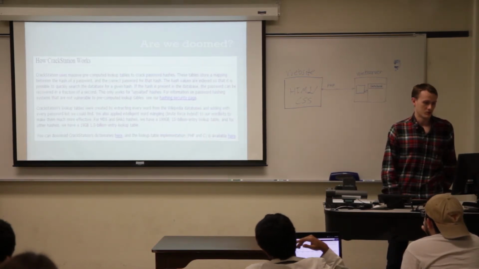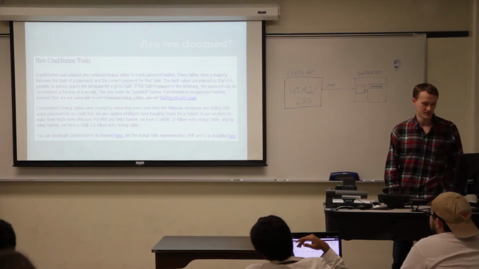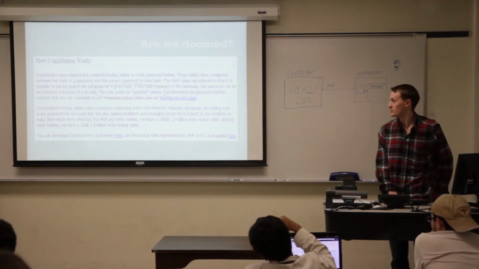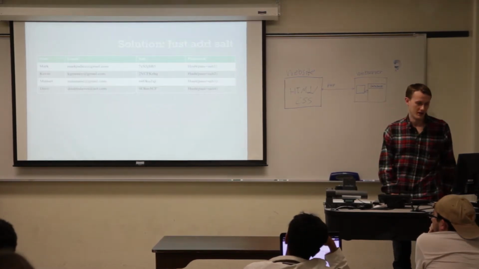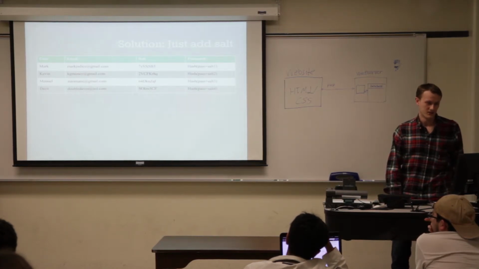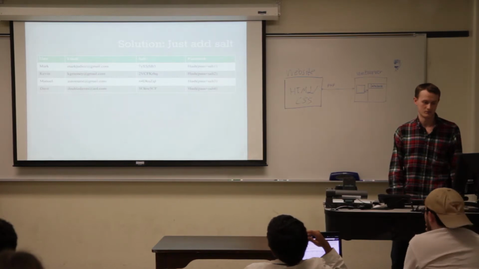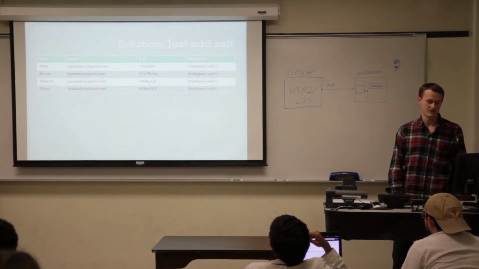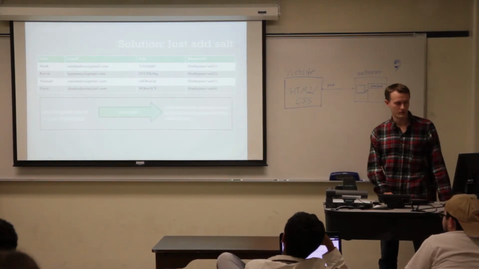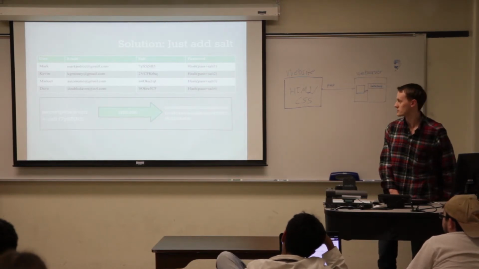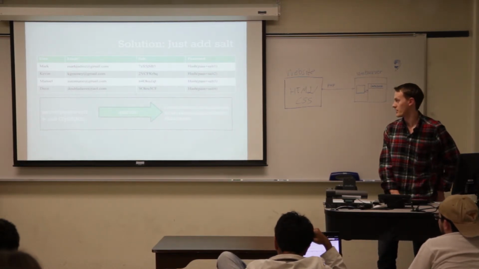Are we doomed? Well, not quite. This only works for unsalted hashes, and that's where our salt comes in. A salt is just a randomly generated string, and what you basically do is, before you hash your password, you throw the salt on, and then you run it through the hashing algorithm.